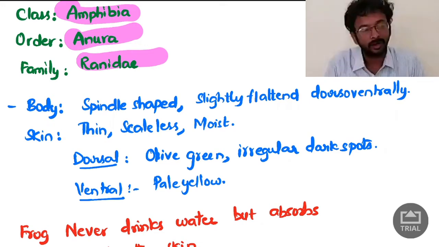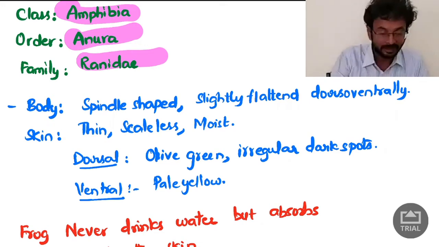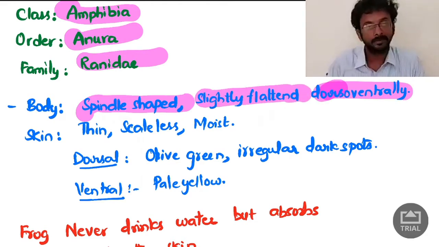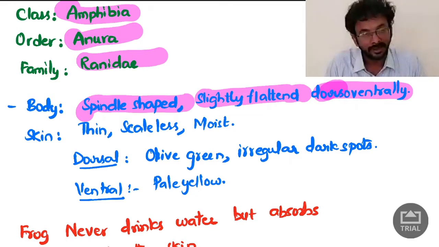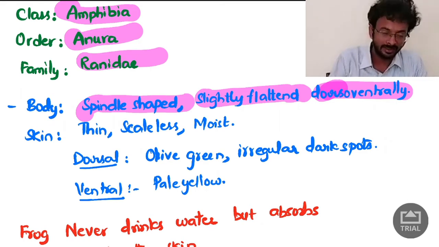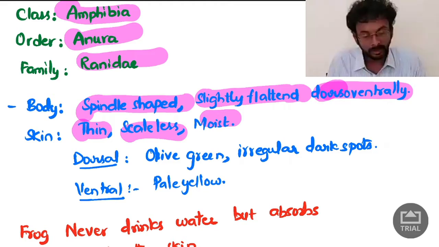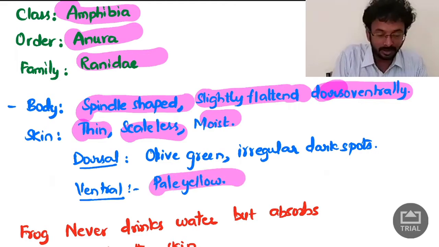The body of frog is spindle shaped, slightly flattened dorso-ventrally. I repeat, slightly flattened, spindle shaped, dorso-ventrally. Skin is thin, scaleless and moist. Dorsally, it is olive green in color with irregular dark spots. Ventrally, pale yellow in color.